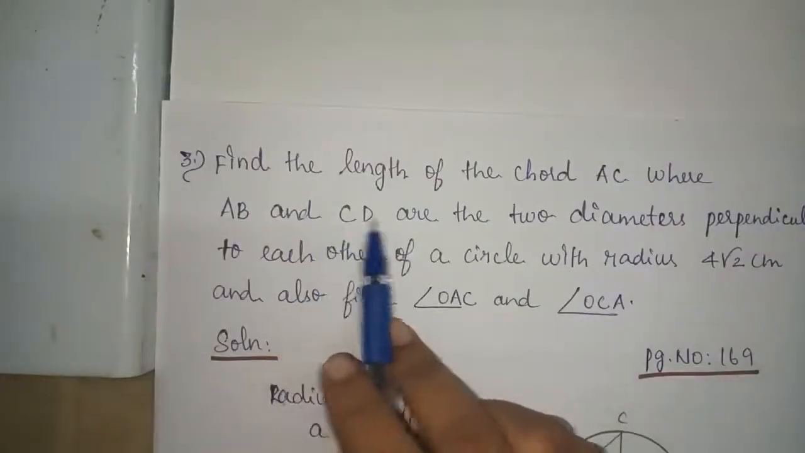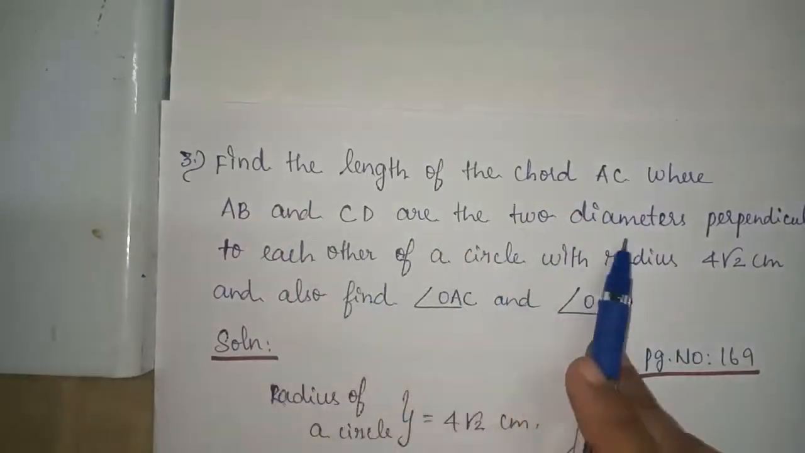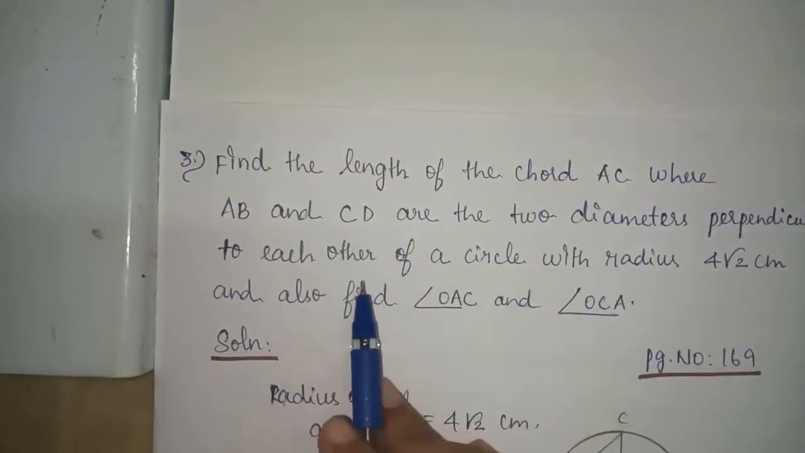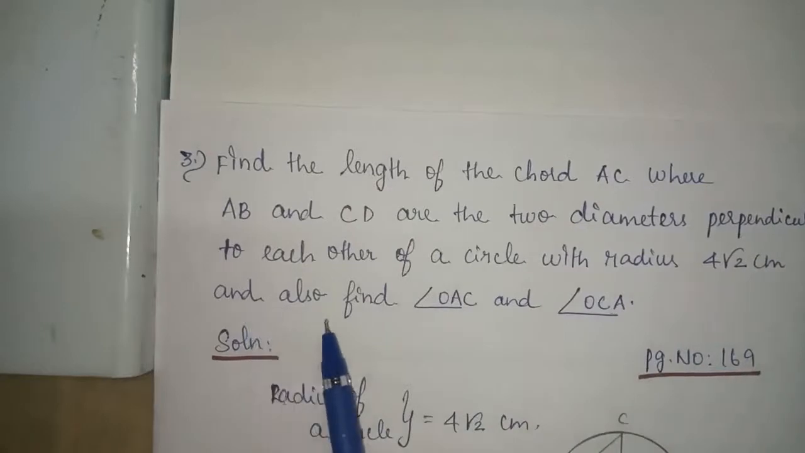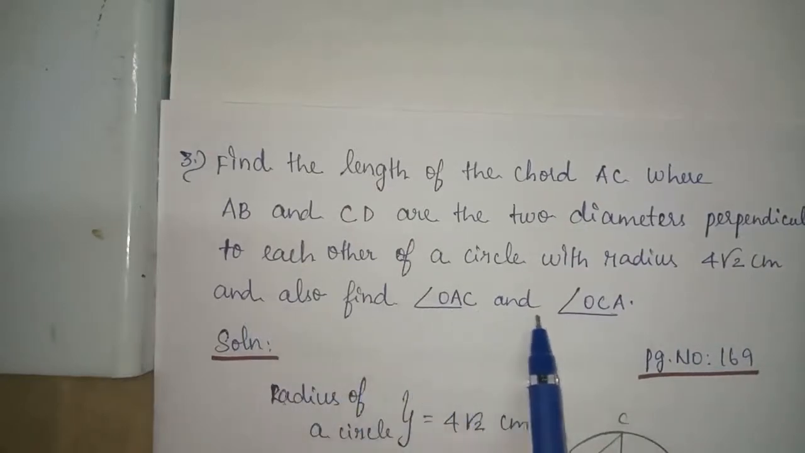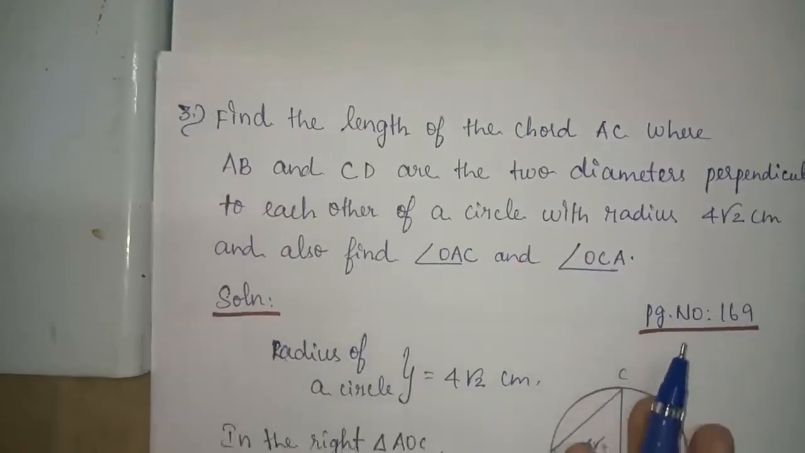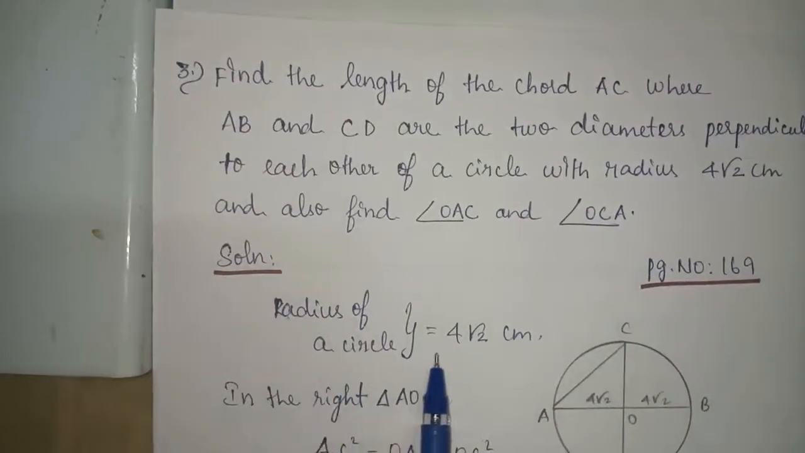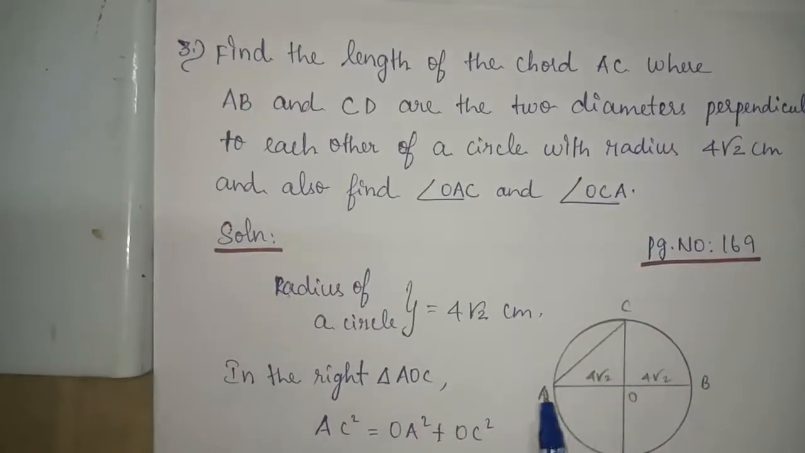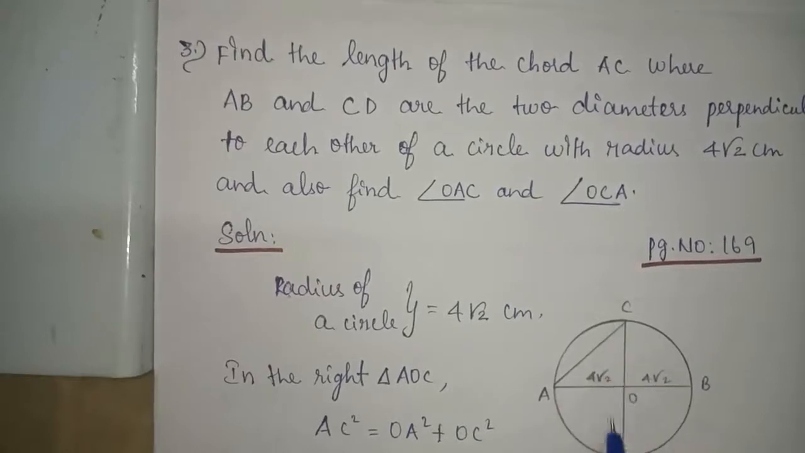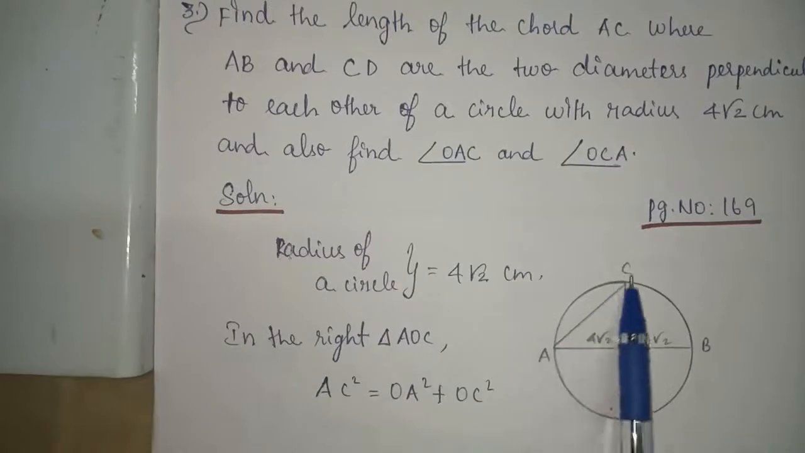Problem number 3. Find the length of the chord AC where AB and CD are the two diameters perpendicular to each other of a circle with radius 4 root 2 centimeter, and also find angle OAC and angle OCA. So this problem belongs to page number 169. So solution, radius of a circle is equal to 4 root 2 centimeter, because here AB and CD are the two diameters of the circle and you have to find the length of the chord AC.